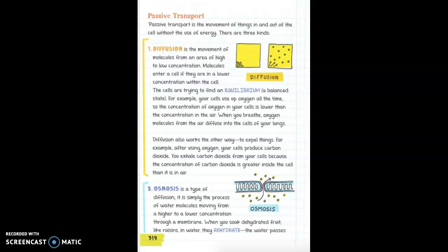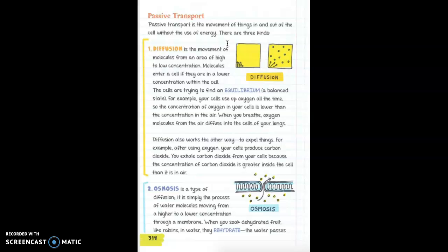There are three kinds. There's diffusion, which is the movement of molecules from an area of high to low concentration. Molecules enter a cell if they are in a lower concentration within the cell. The cells try to find an equilibrium, a balanced state. For example, your cells use up oxygen all the time, so the concentration of oxygen in your cells is lower than the concentration in the air. When you breathe, oxygen molecules from the air diffuse into the cells of your lungs.